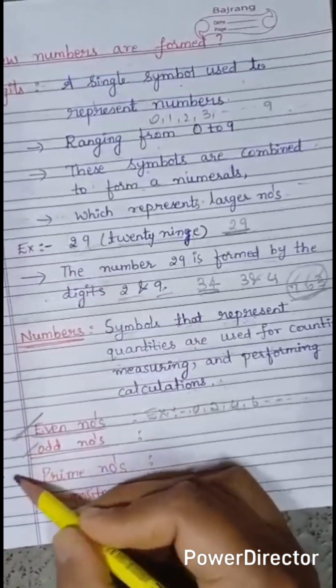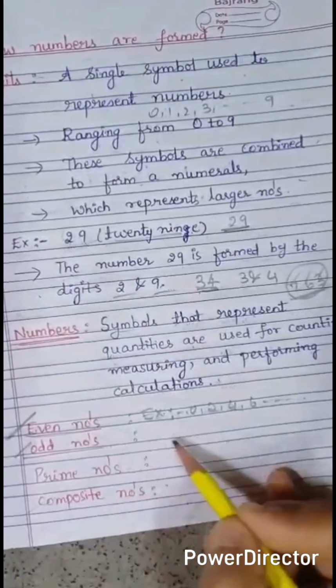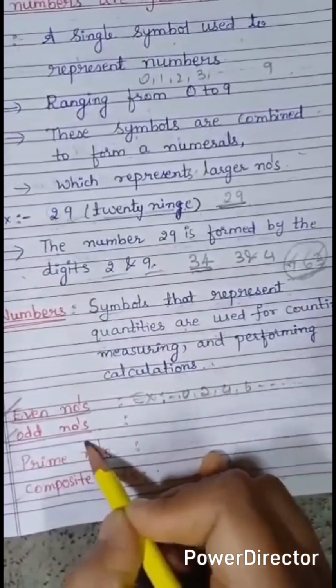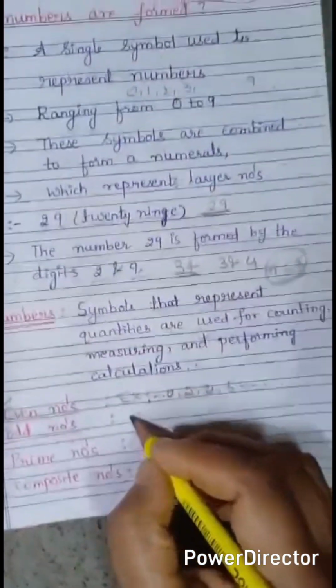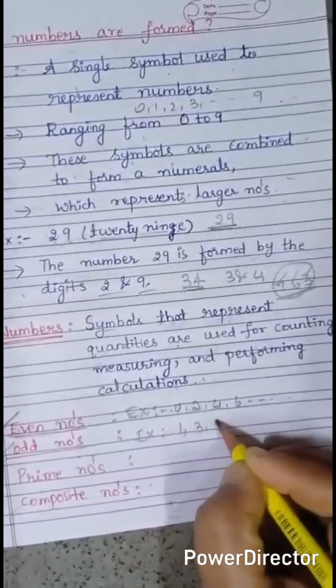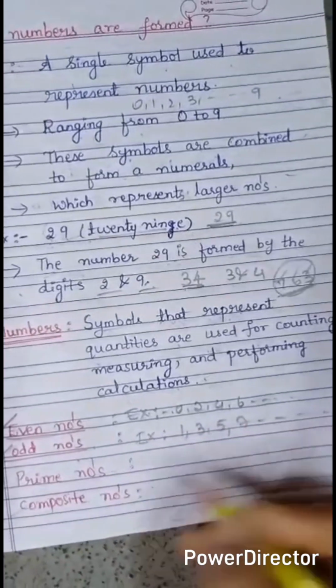What are the odd numbers? They are the numbers which are not divisible by 2, and those numbers are called odd numbers. Example: 1, 3, 5, 7 and so on.